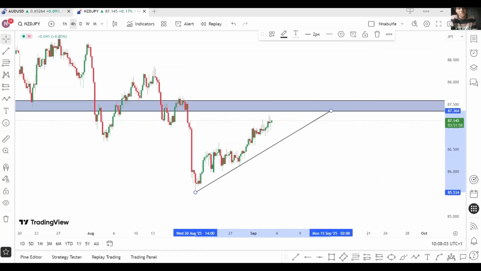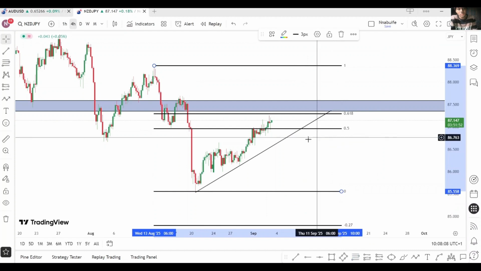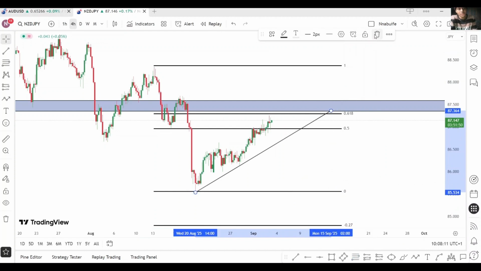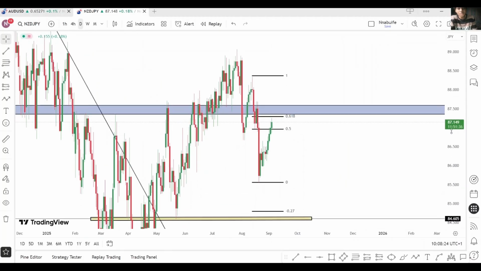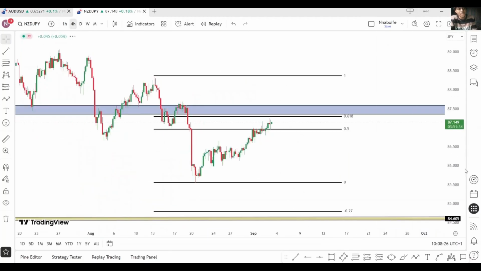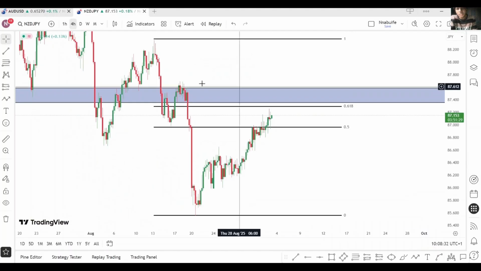So this is it for NZDJPY. I'll be waiting for the bounce off of resistance, the bounce off of Fibonacci, the break of CTL, a 4-hour candle close, and sell to the downside. The setup is actually forming. This setup will probably take maybe this week, less or more, I don't know, for it to complete. And when it does, I'll be selling to the downside.